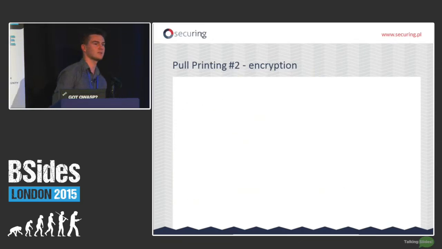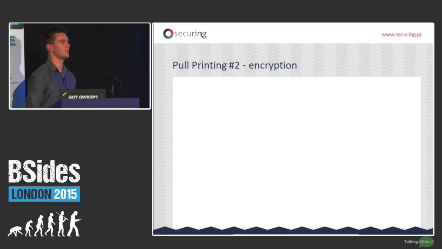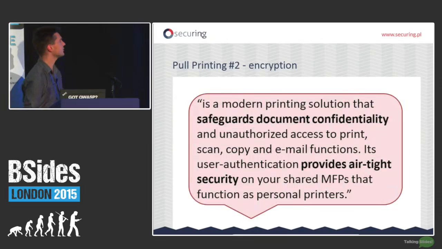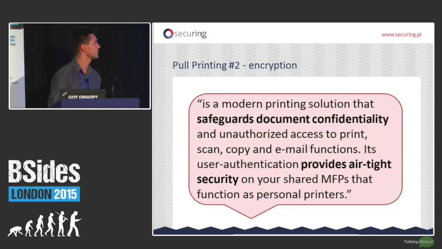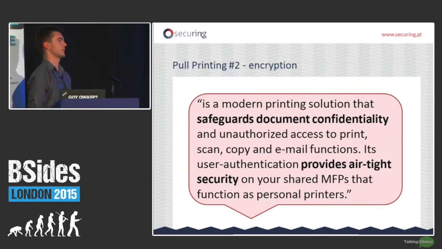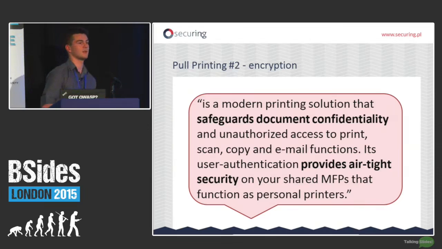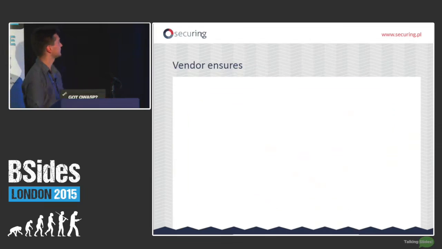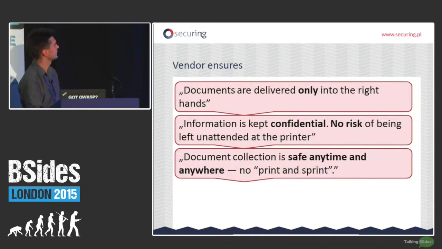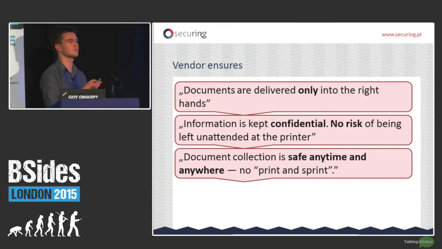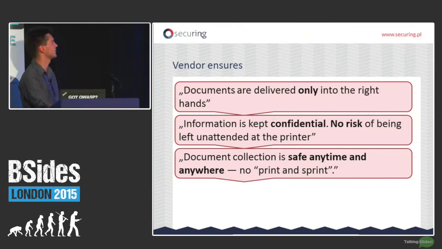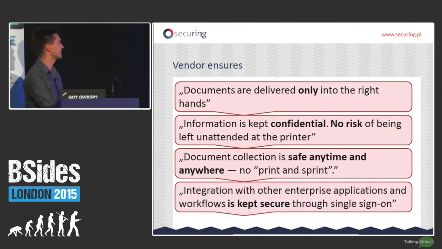Another example is encryption vulnerability in a proprietary network protocol. The vendor claims that this printing solution safeguards document confidentiality and provides airtight security. When I see such a claim, I take out my laptop and try to hack. The vendor ensures that all key risks of this solution cannot be broken, because everything is confidential.